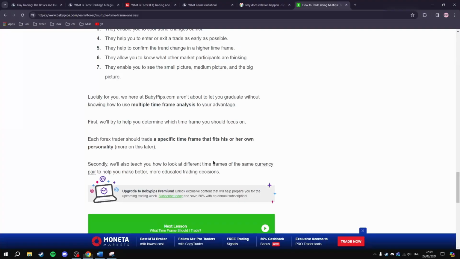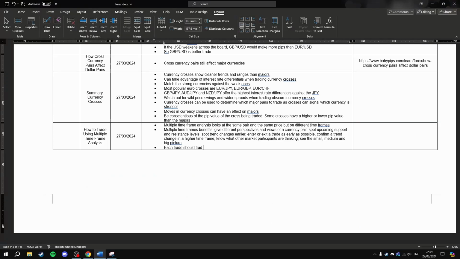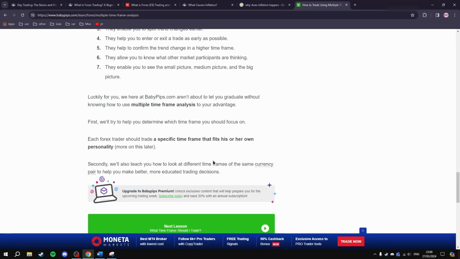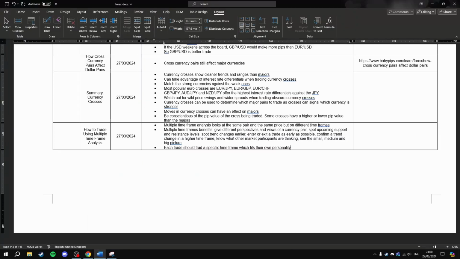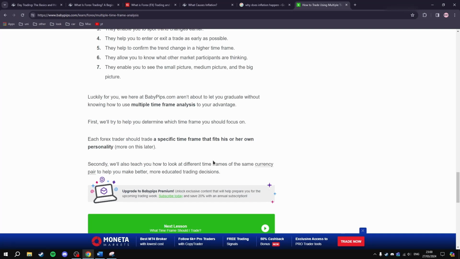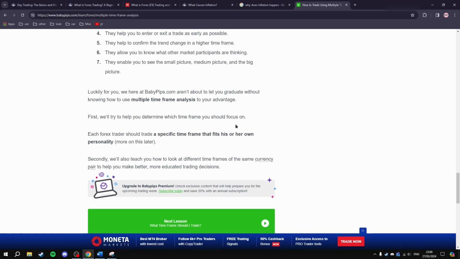A trader should trade a specific time frame which fits their own personality. Secondly, we'll also teach you how to look at different time frames of the same currency pair to help you make better, more educated trading decisions.